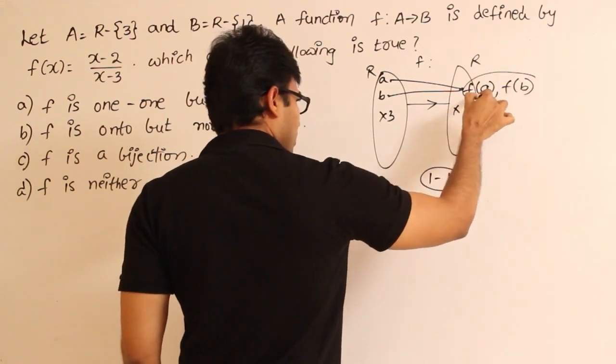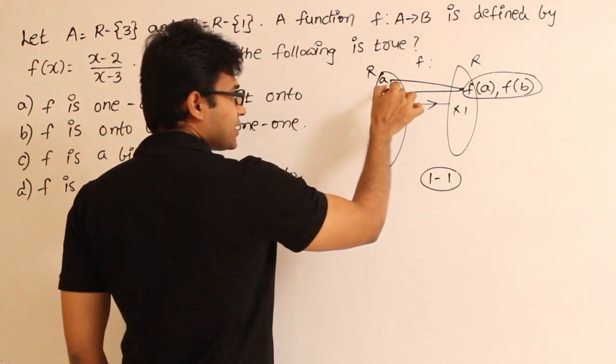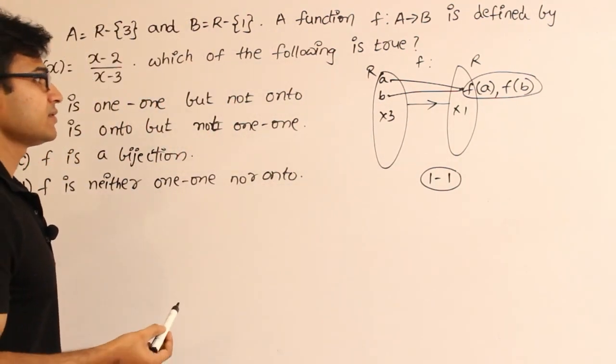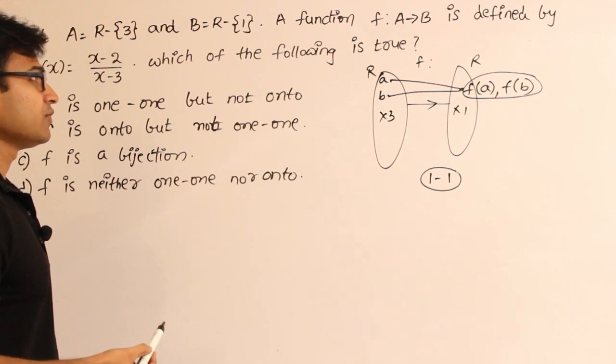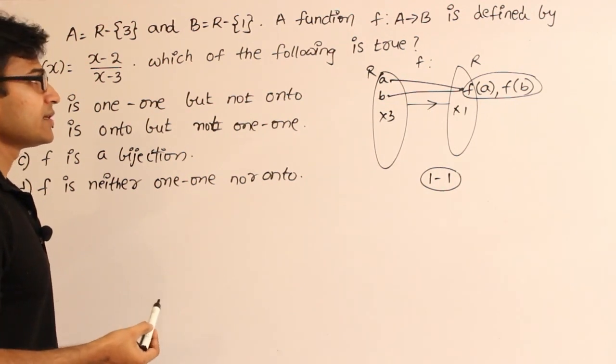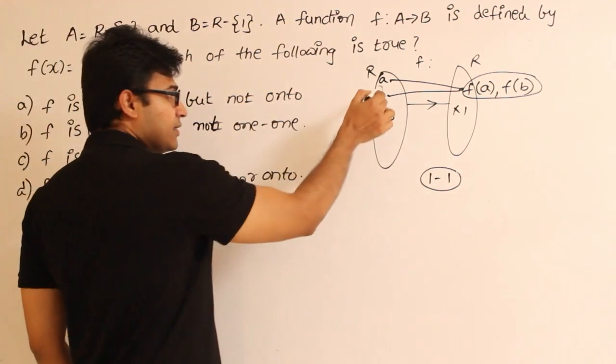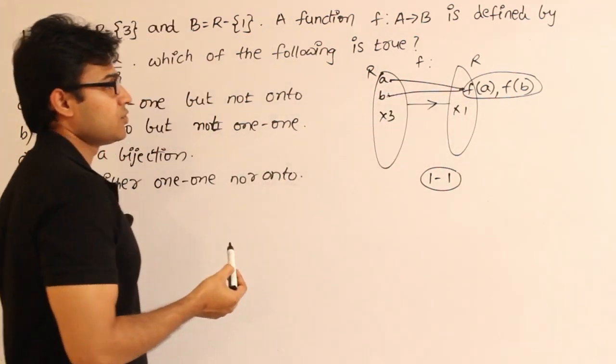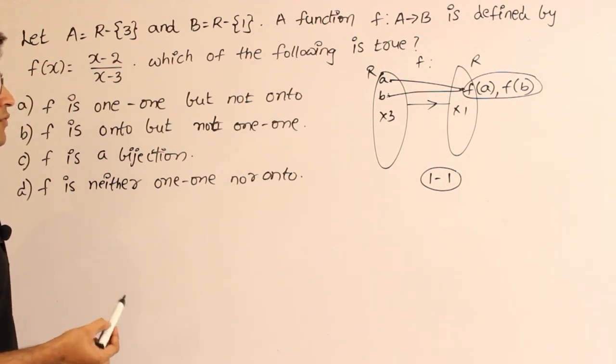And now we have to show that two such elements exist. If we can show that two such elements exist, then we can say that it is not 1 to 1. If we can show that these two elements don't exist, and in fact they are equal, in case their images are equal, we can show that it is 1 to 1.